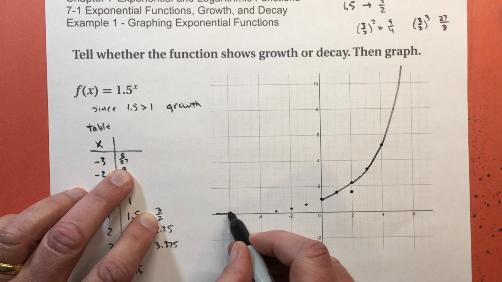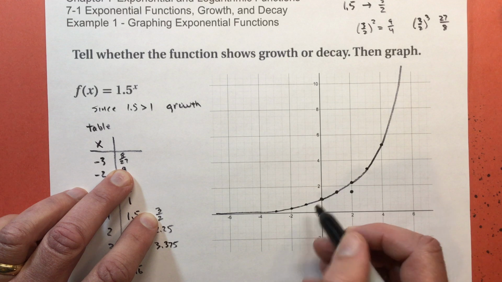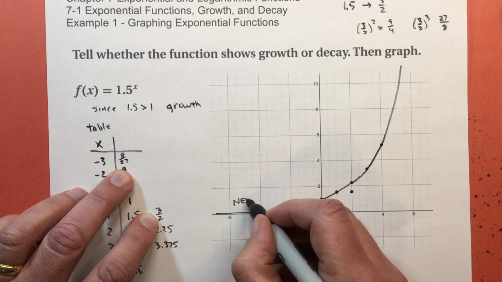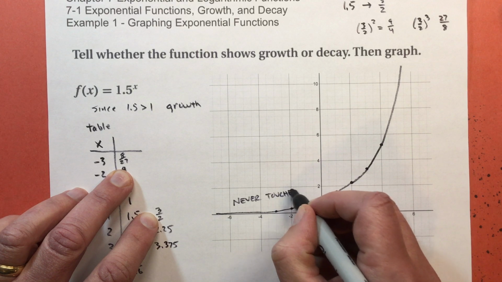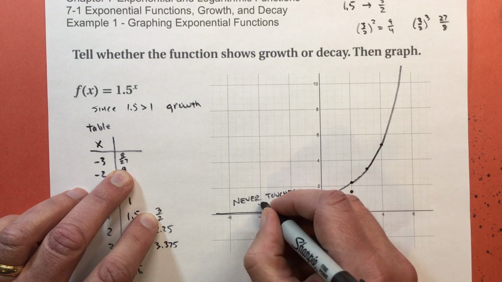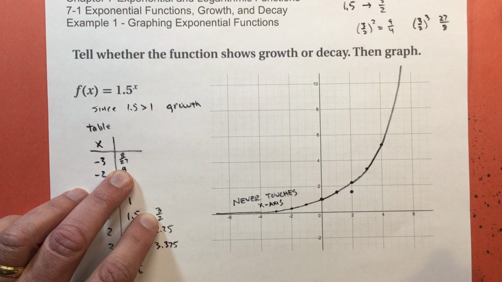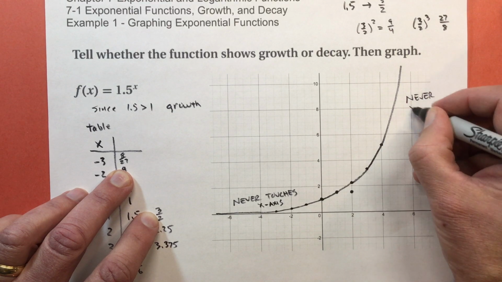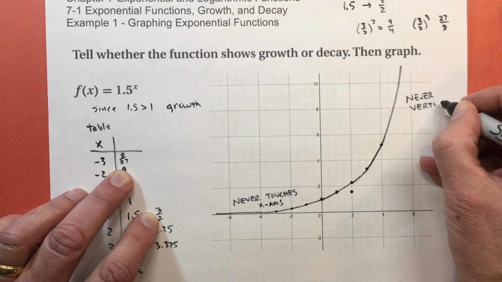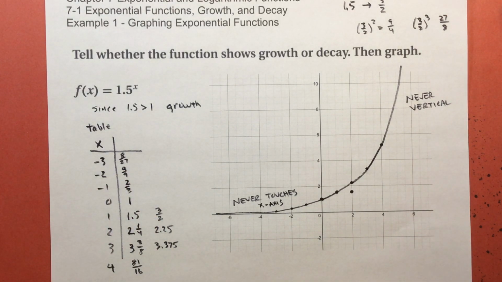And then, like we said in the last video, it never touches the x-axis because this never equals 0. And on this side, it never goes perfectly vertical. It's very, very steep, but it never goes perfectly vertical.